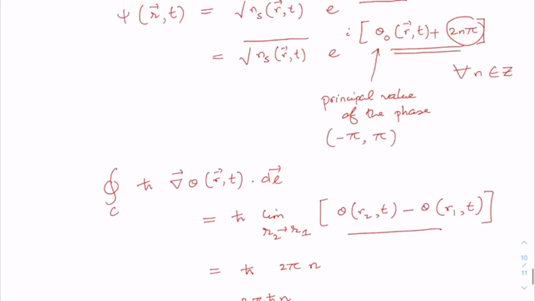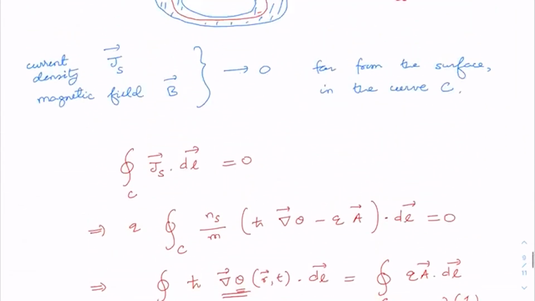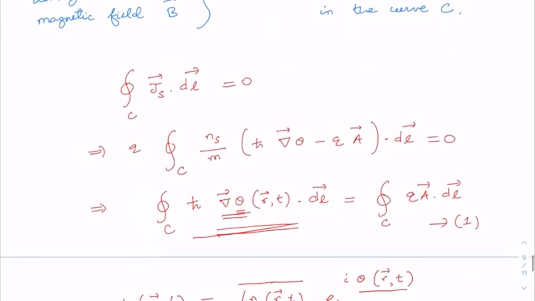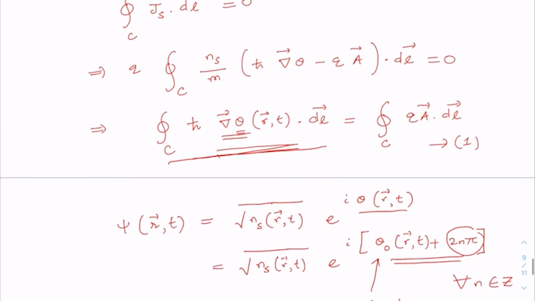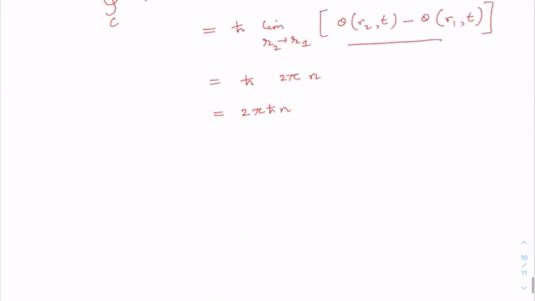Now this is the left hand side of equation 1, which we have worked out. Now what about the other one, the right hand side of this equation? Let us work that out also. That is the integral of Q A dot dl.